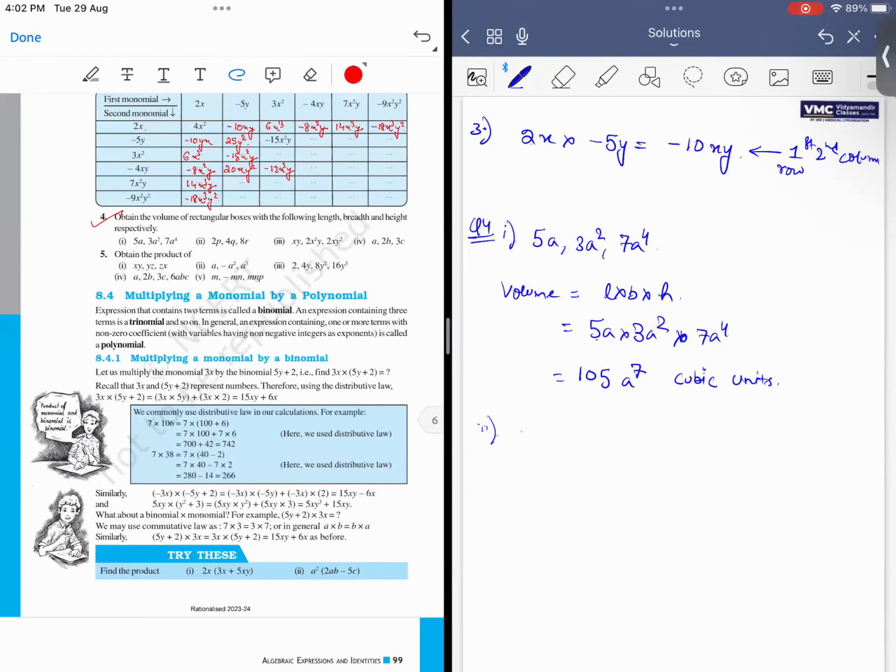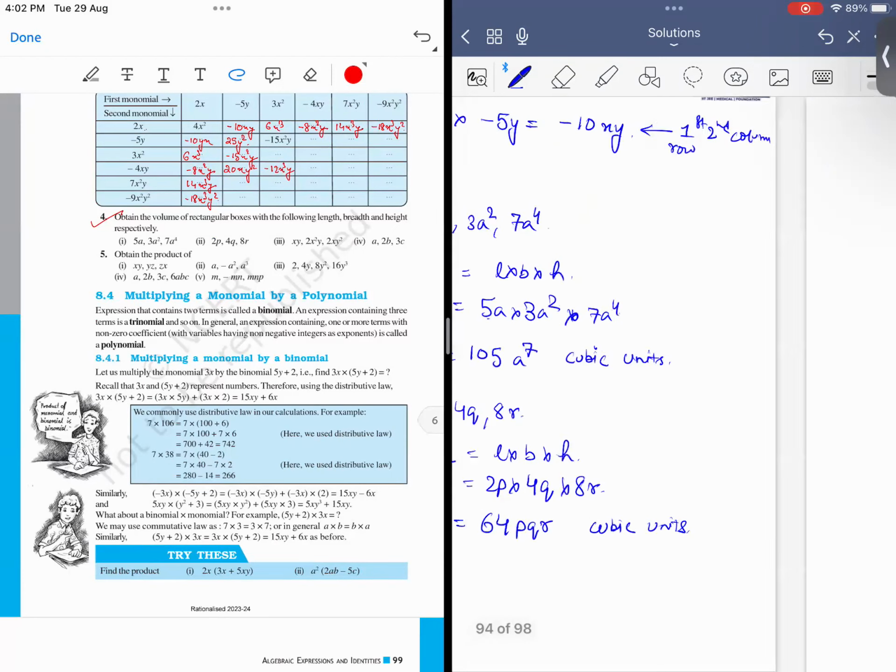It is 2p, 4q and 8r. So again, the volume is what? Length into breadth into height. So 2p into 4q into 8r. That is 2 into 4 is 8 and 8 into 8 is 64 and pqr cubic units. Likewise, we can do all of the things. Third and fourth also we can do likewise.